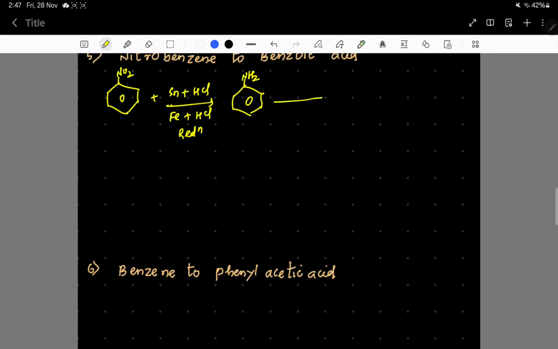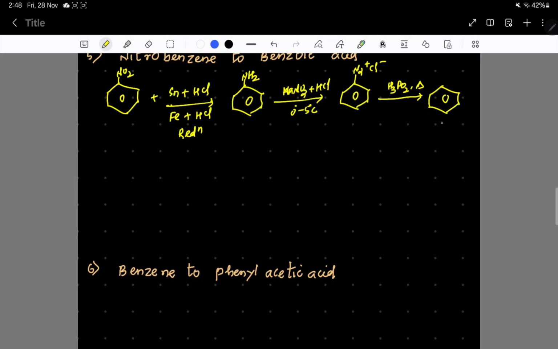Now this aniline on undergoing diazotization, this is NaNO2 plus HCl at 0 to 5 degrees centigrade, student. So you will get, student, BDC as the product. Benzene diazonium chloride is the product. Now this benzene diazonium chloride on reaction with phosphorous acid followed by heating, it will give benzene as the product.